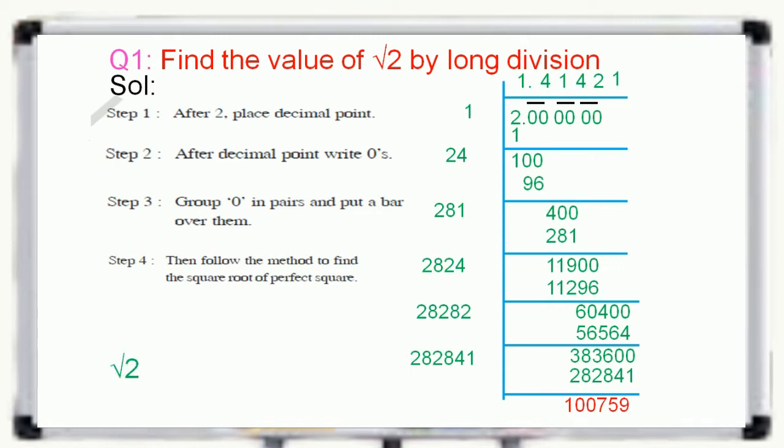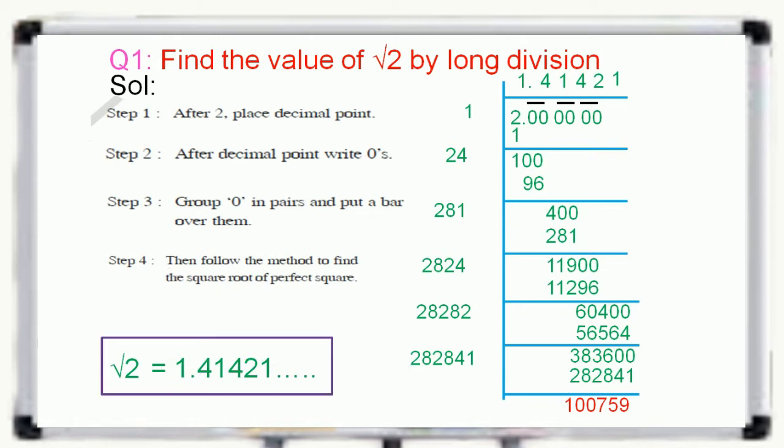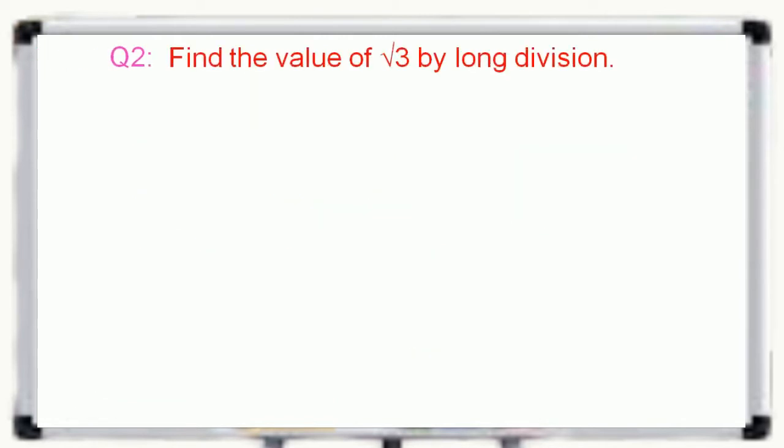So here we have to write the quotient of square root of 2. Square root of 2 is equal to 1.41421, so on. This is a non-terminating, non-repeating decimal. We already know non-terminating, non-repeating decimals are irrational numbers. Now find the value of square root of 3 by long division method.